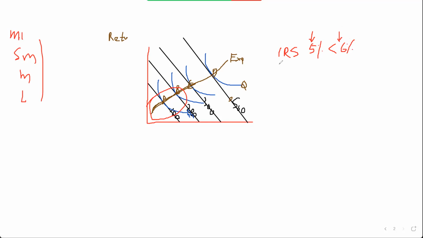When it reaches a level, we call it constant returns to scale. Constant returns to scale, for example, input increased by 5%, output also increased by the same percentage, that's 5%. That is called constant returns to scale.